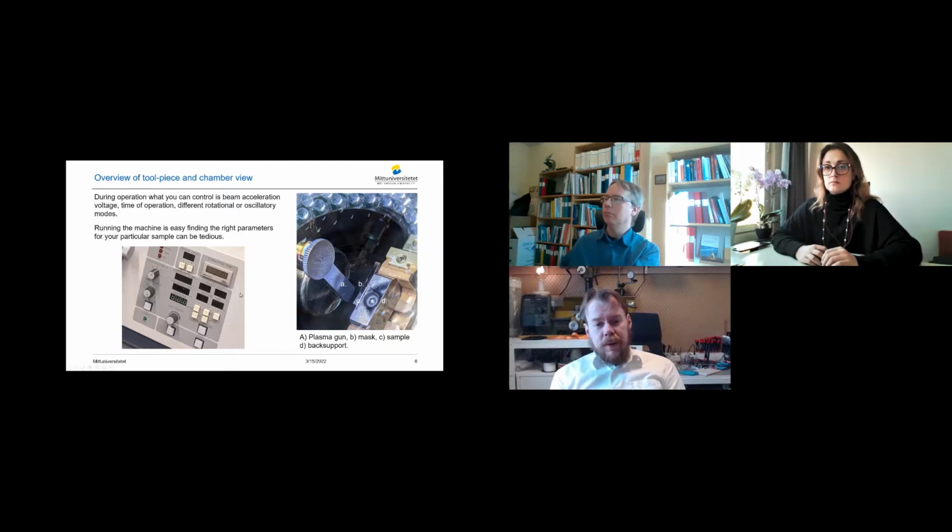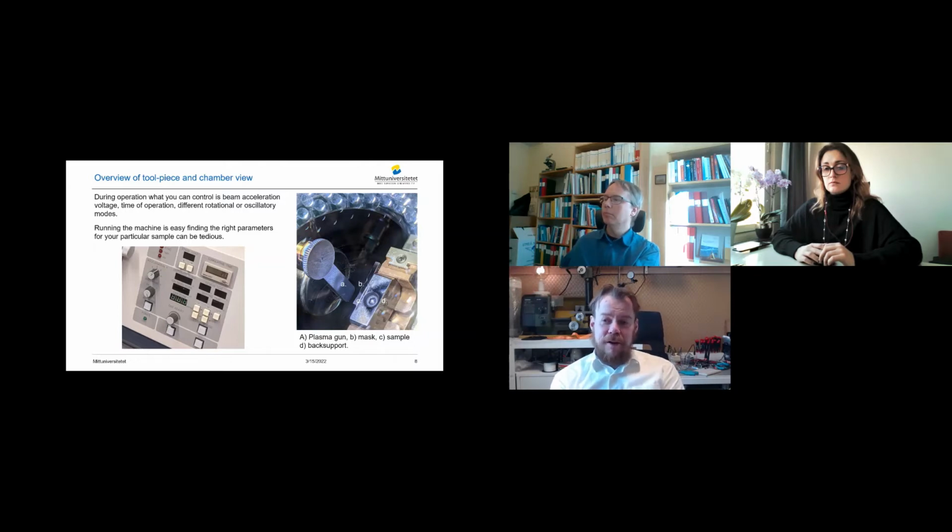On the control panel of the machine, this machine is very simple to operate. So you don't actually have so many knobs to fiddle with. You have basically two or three parameters you can play with. The most important is the accelerating voltage of the plasma gun, and you can say that is the speed of the cannonballs that you're shooting.